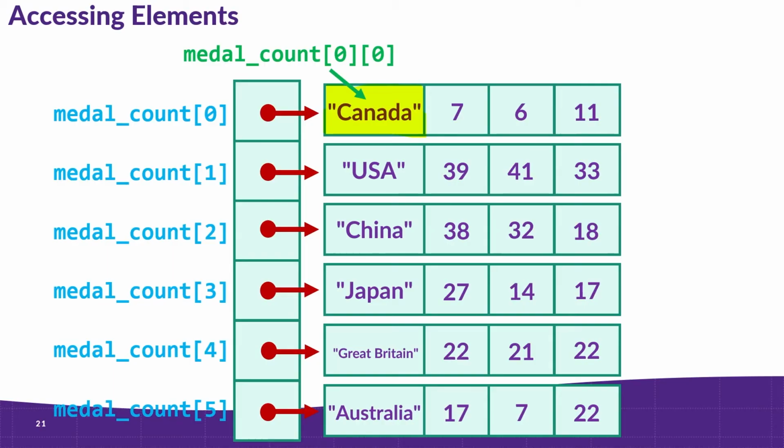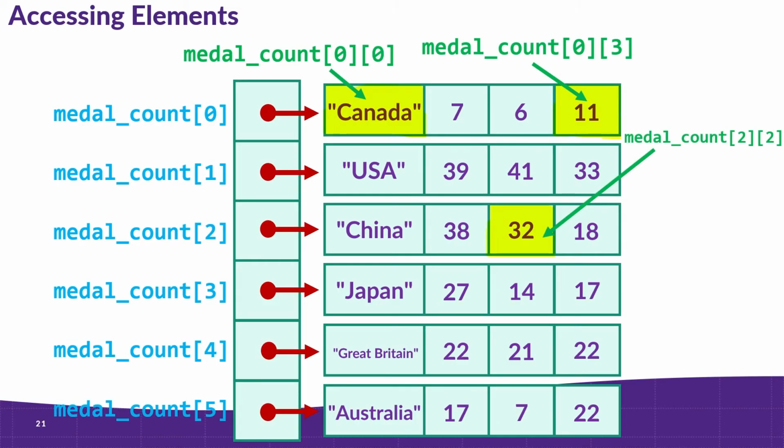So medal count[0][0] would mean the first list, the first element. So that would be the text Canada. Medal count[0][3] would mean the first list, and then the very last element, or in this case, the fourth element, which would be the number of bronze medals Canada got, which in this case would be 11. We can also access different lists. So in this case, 32 would be accessed by the third list, which would be at index 2, and it would be the third value in that list, which again would be index 2, and that would result in 32.